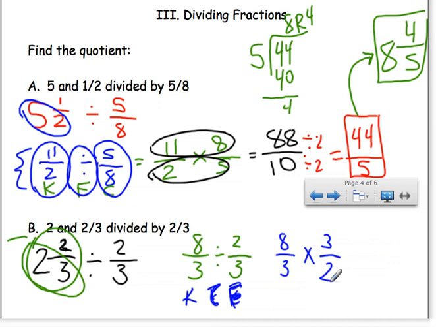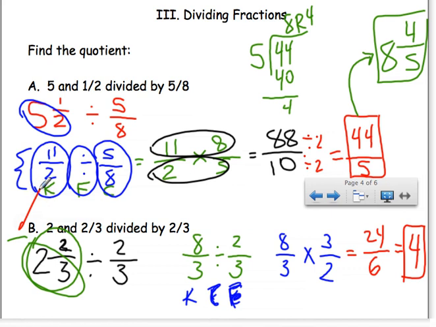And then it's just a matter of multiplying like we did in slide 2. 8 times 3 is 24. 3 times 2 is 6. 24/6 really just simplifies. 6 goes into 24 4 times. And your completely simplified answer would have been 4.